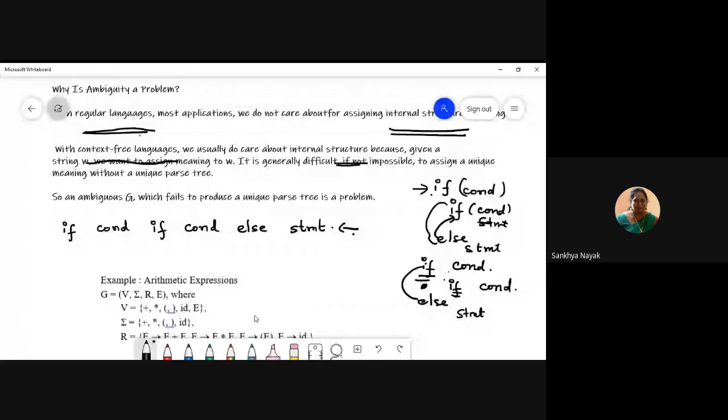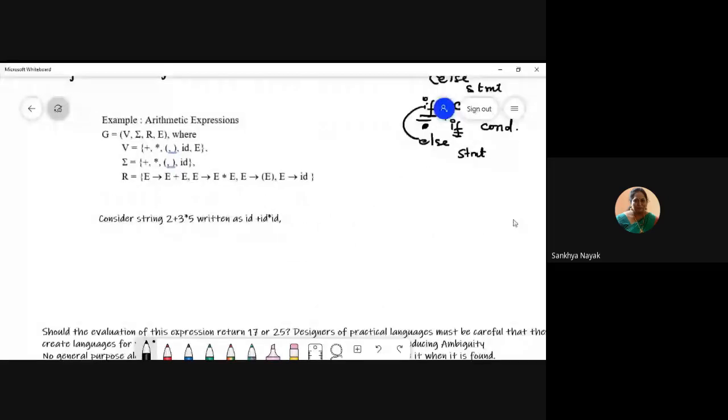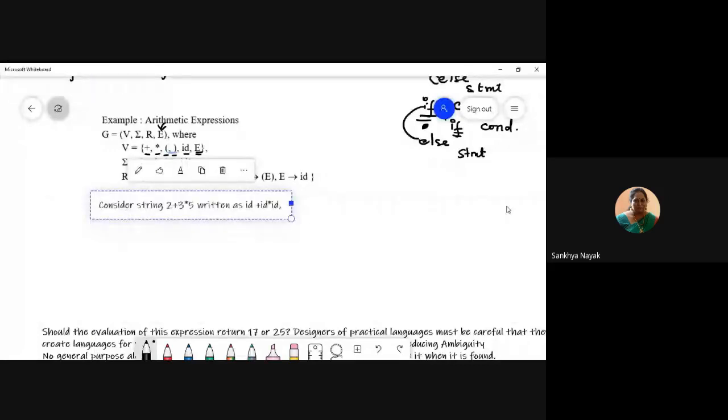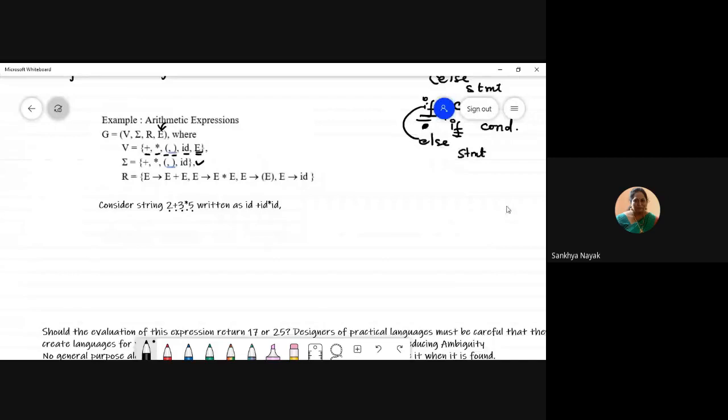Now let us take one more example to make this point. Let us say we have a grammar like this. This grammar says I can have these symbols, that is plus and into, as terminal symbols, and additionally E as a non-terminal symbol, which means there is no additional S here. Starting symbol is E itself. And now we have to generate 2 plus 3 into 5. So 2 is an identifier, plus is a terminal, 3 is an identifier, into is a terminal, 5 is an identifier. These IDs can be any numbers. So basically 2 plus 3 into 5 can be written as ID plus ID into ID.